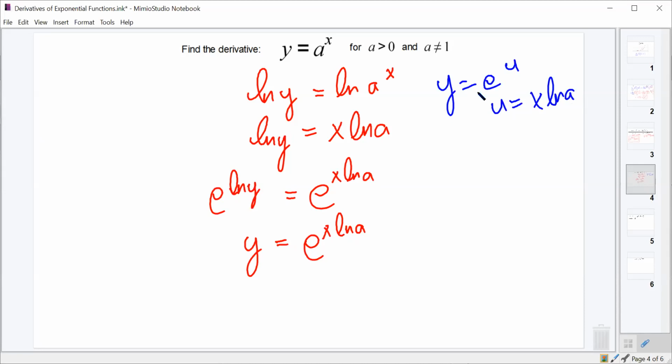And how do we take the derivative of e to the u? It's just e to the u times the derivative of x times the natural log of a. And what's the derivative of x times the natural log of a?